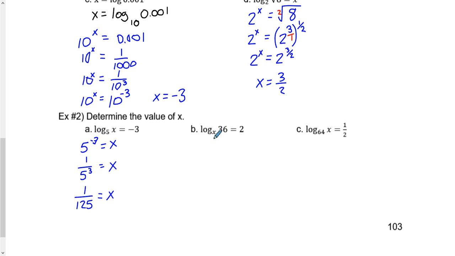If we go here, this one's going to be a little bit different, but it's going to be really nice. X to the power of 2. So we keep on using our whiplash no matter what. X to the power of 2 equals 36. So what number squared gives us 36? 6.